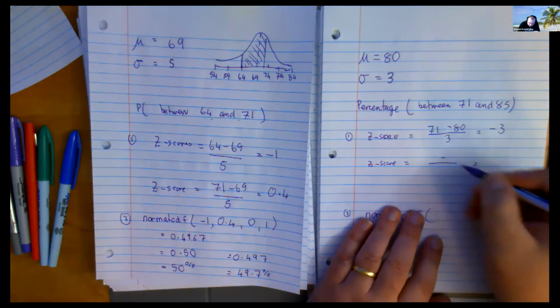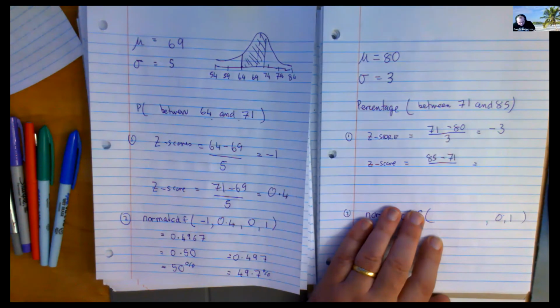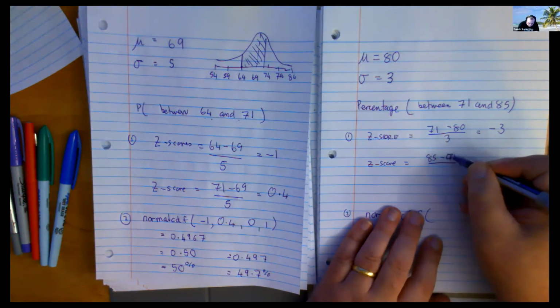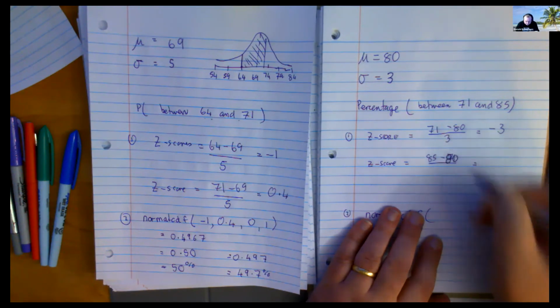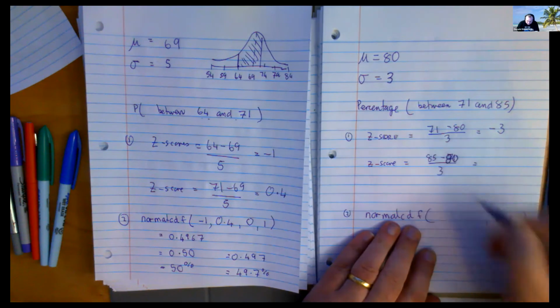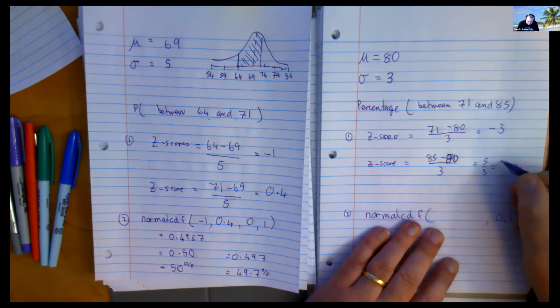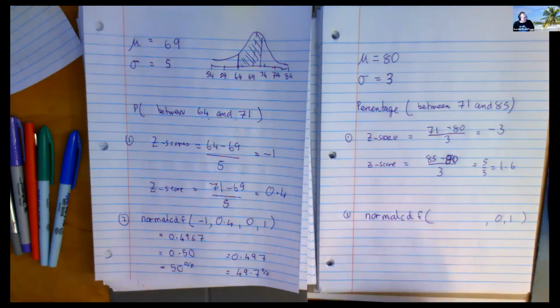The second one is going to be 85, and I'm going to subtract 71 from that. No, I'm not. I'm going to subtract 80 from it. I was scanning the wrong place. 85, take away 80, and I'm going to divide that by 3. And that's going to be, well, technically you have to type in decimals.